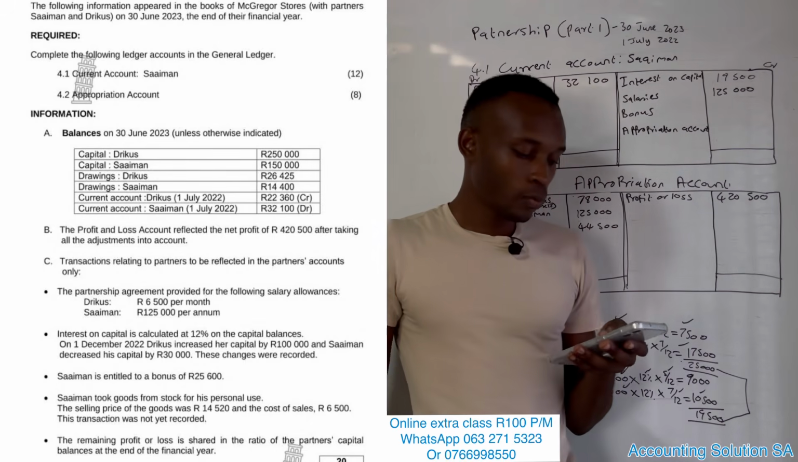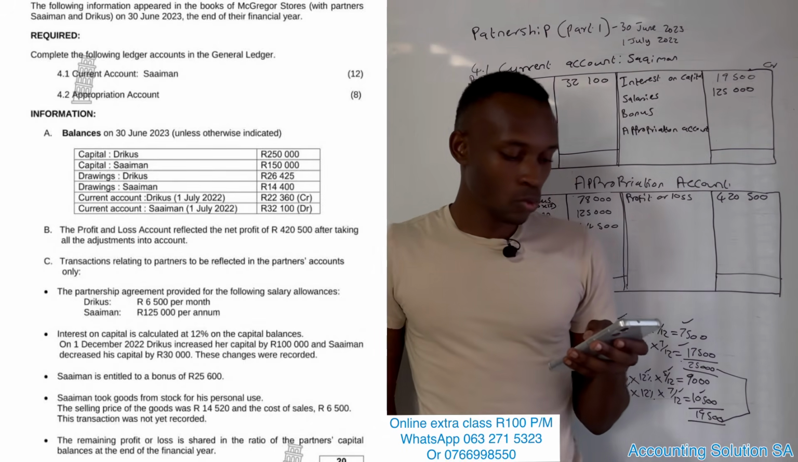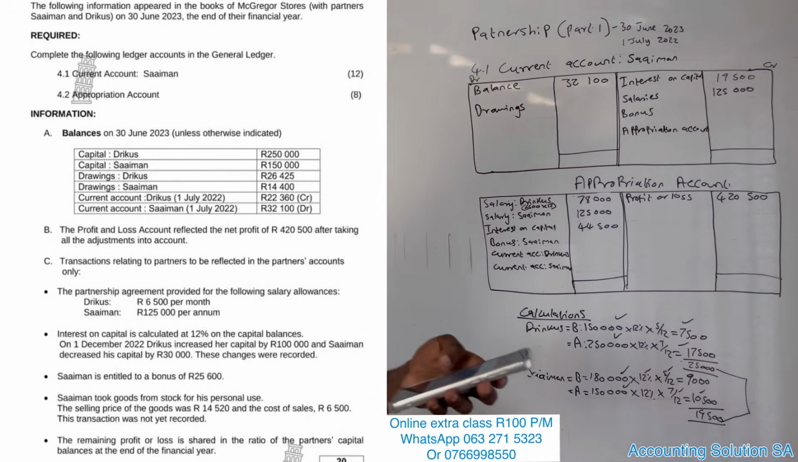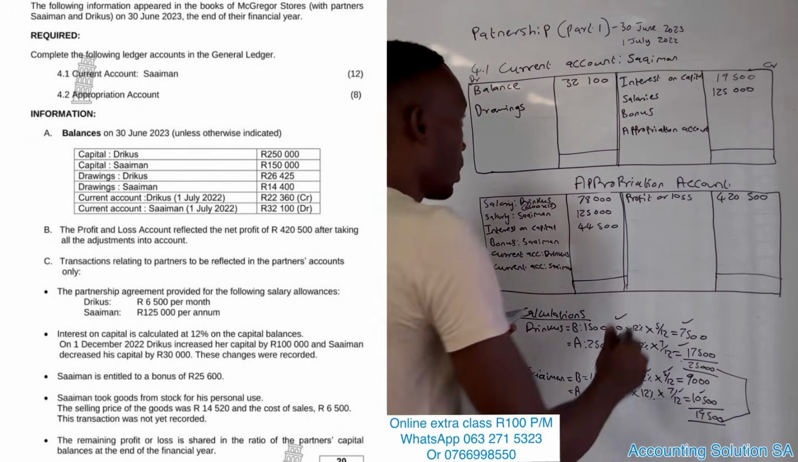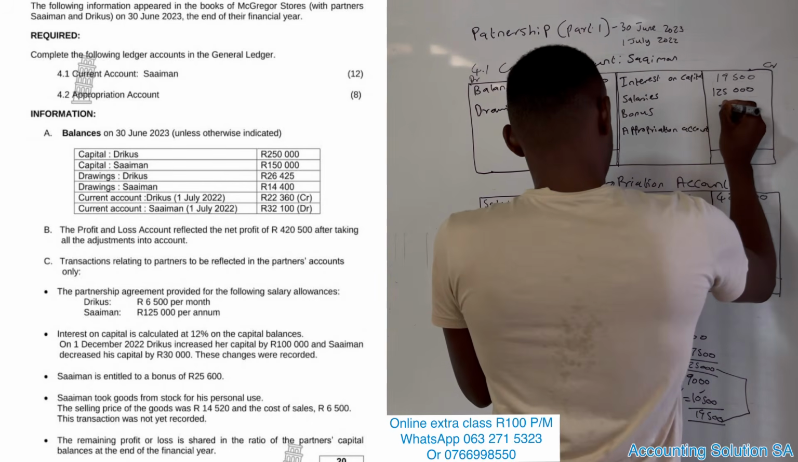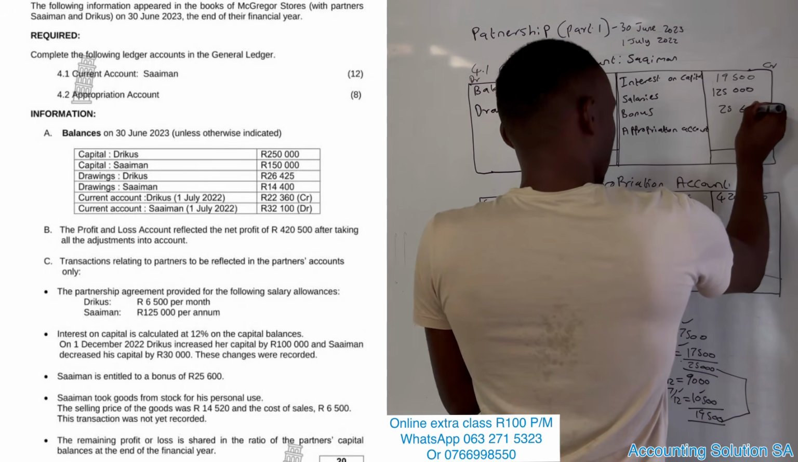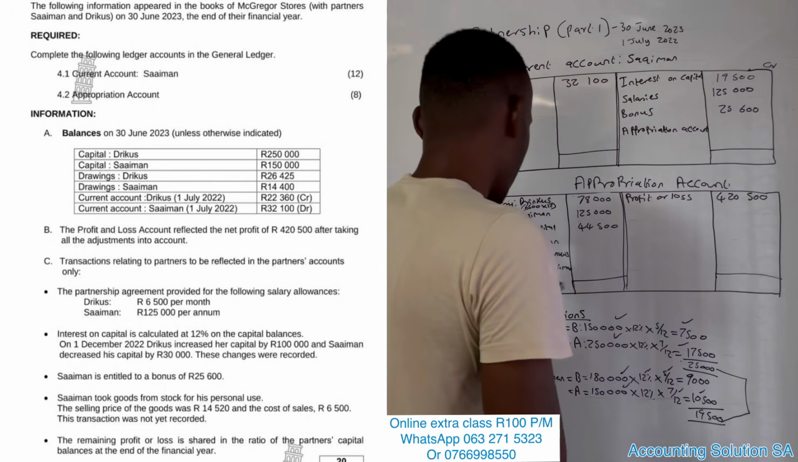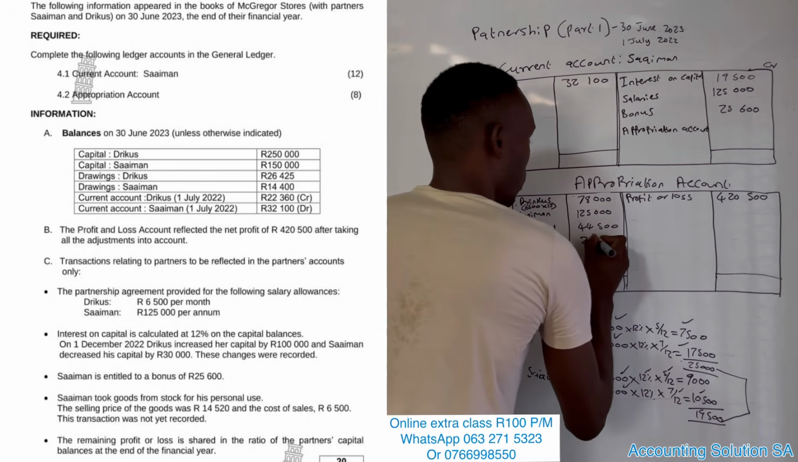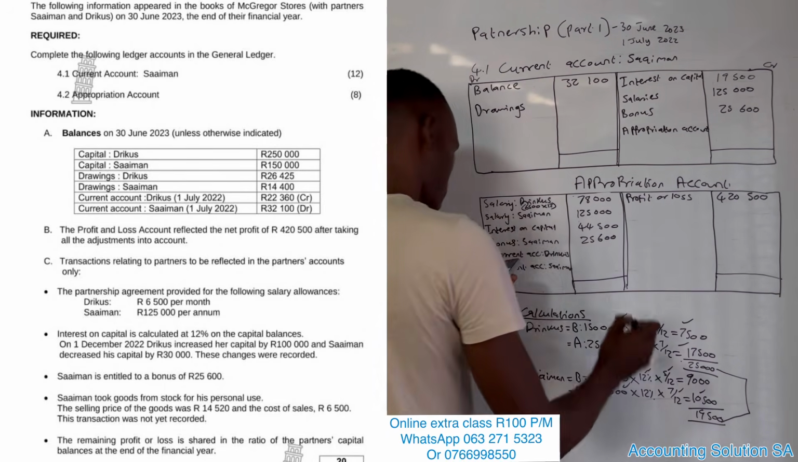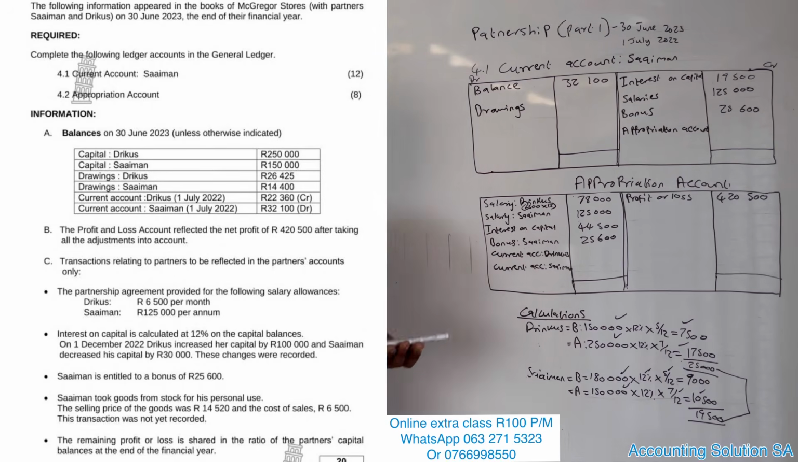Okay, now let's go to the next question. Then the next transaction. They say that Salman is entitled to a bonus of 25,600. This one is copy and paste, guys, no need to explain. 25,600. He got a bonus, and we must also write it here. 25,600. Very simple.